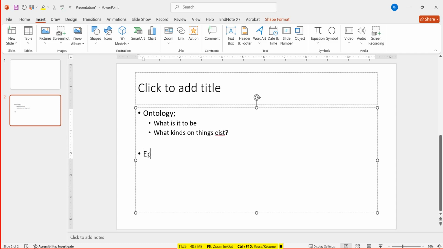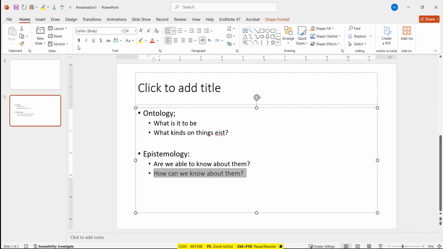But epistemology means: how are we able to know about the things which exist? And if the answer to the first question is yes, how can we know about them? This has been the central question of modern philosophy since Descartes.